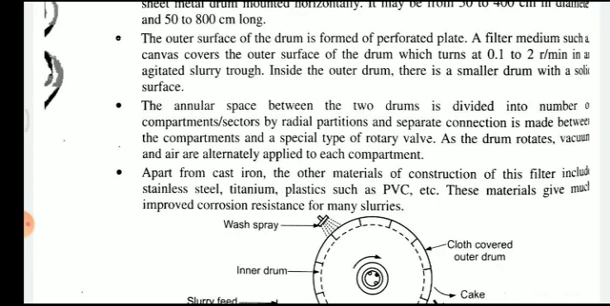The annular space between the two drums is divided into a number of compartments by radial partitions, and a separate connection is made to each compartment.